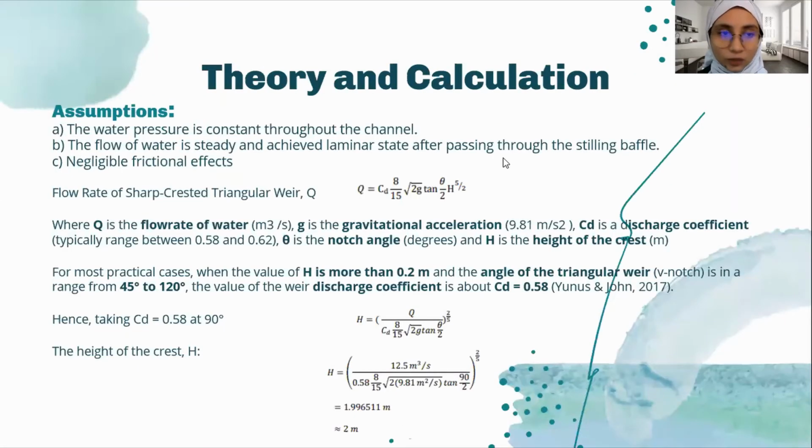For theory and calculations, we have three assumptions. The first assumption is that the water pressure is constant throughout the channel. The flow of the water is steady and laminar after passing through a heating bubble, under negligible frictional effect. So these are the common variables for the flow rate of the sharp crested triangular weir, where Q is the flow rate of the water, g is the gravitational acceleration, Cd is the discharge coefficient, theta is the notch angle, and H is the height of the crest.